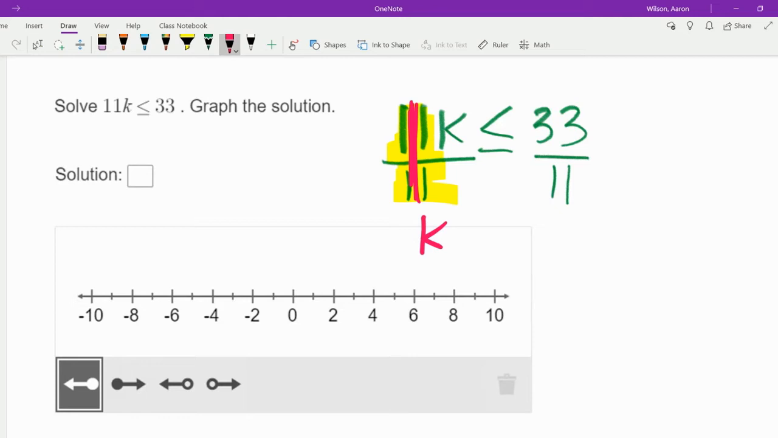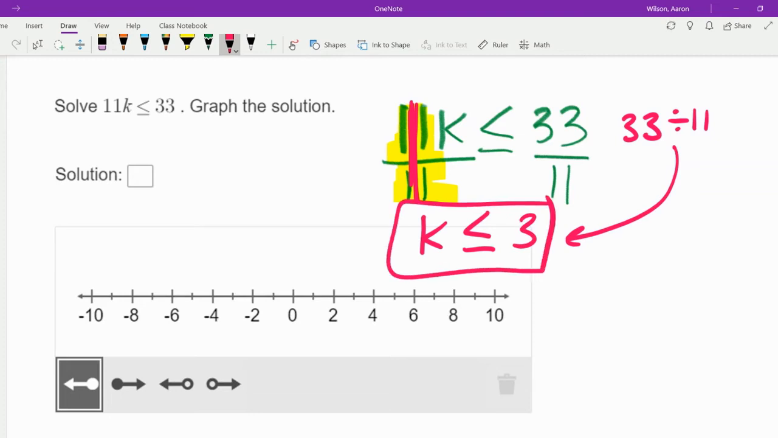So now we have k is less than or equal to 33 divided by 11, and 33 divided by 11 is 3. So now we have k is less than or equal to 3. That's our solution, but we got to graph it. Since it has the line underneath the less than symbol, that means less than or equal to. So I have to close my circle on 3. K is less than or equal to 3. I'm telling you that the variable k has to be smaller than 3, because I'm reading it that way.